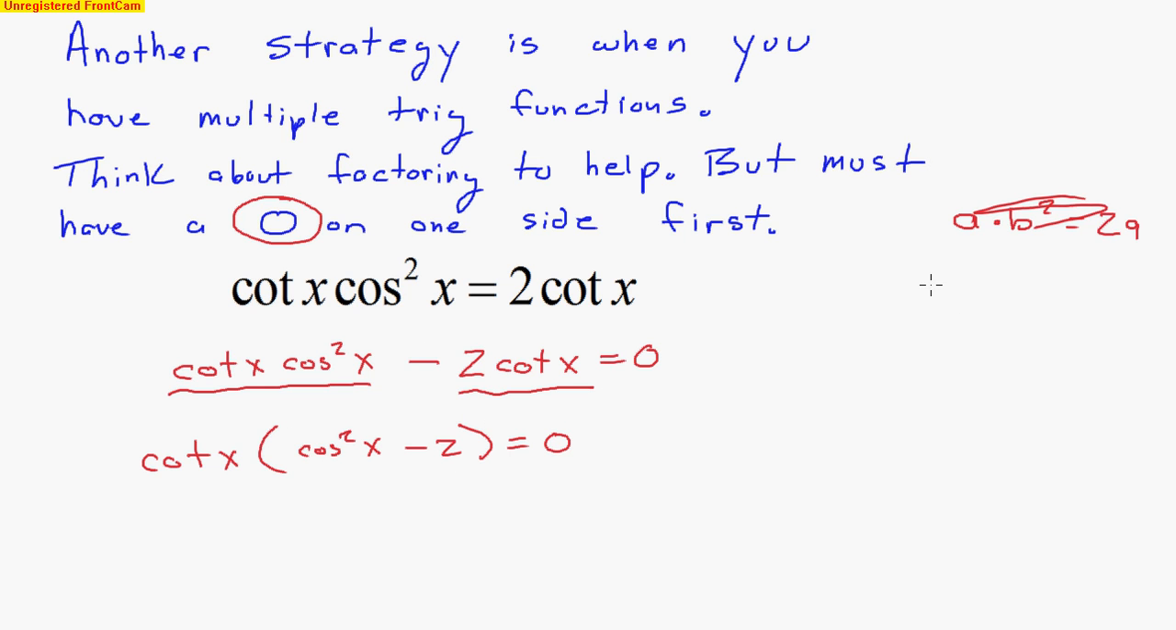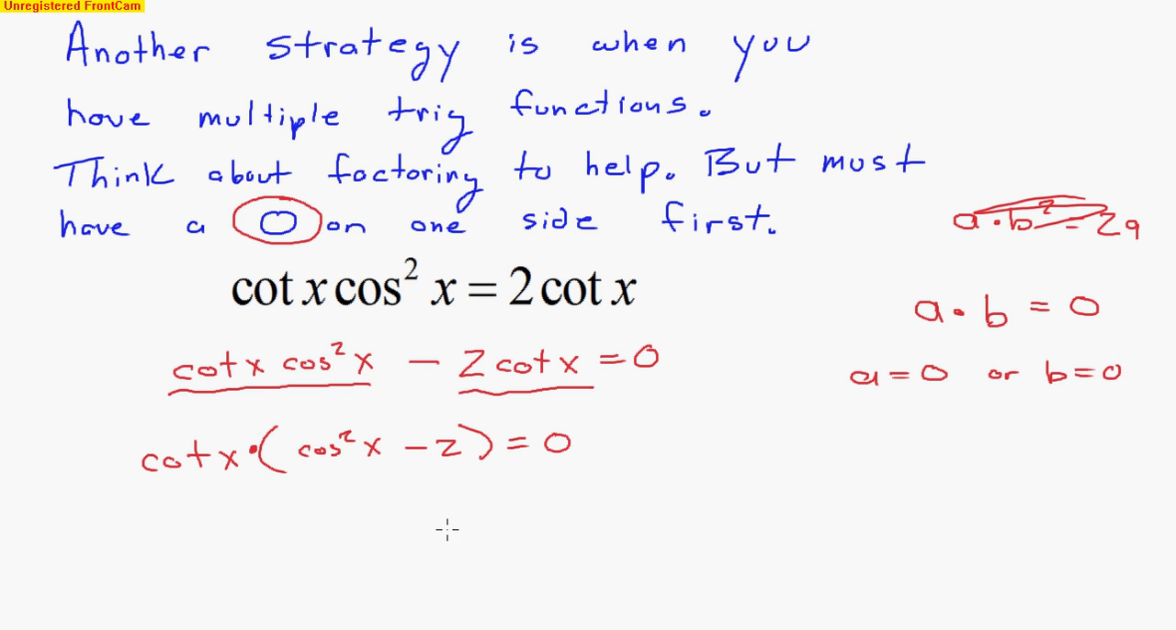Now what I'm going to do here is use something called the zero product property. The zero product property says if you have two values, a times b, and they equal 0, then either a equals 0 or b equals 0. And that's exactly what I have going on here. I have two things. I have cotangent being multiplied by cosine squared minus 2, and they equal 0.